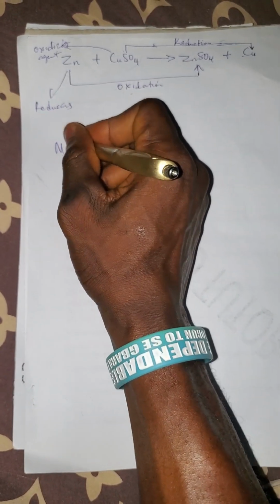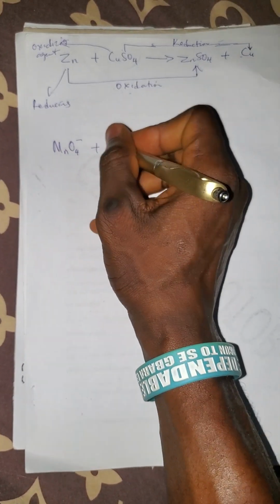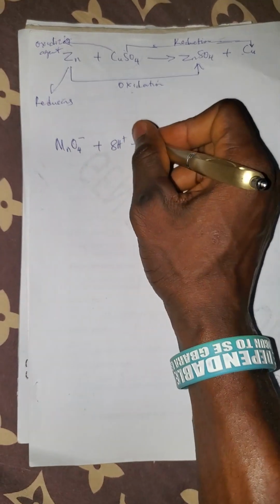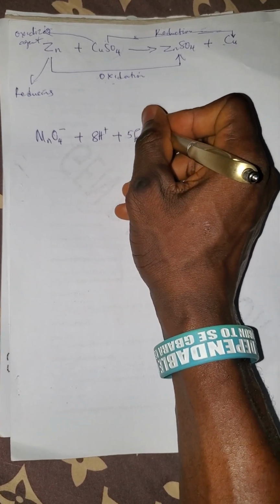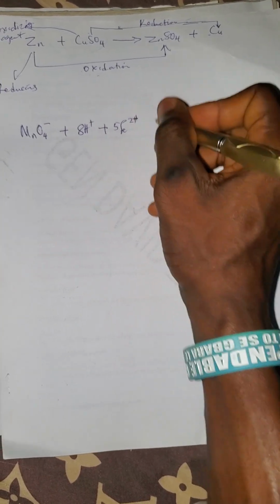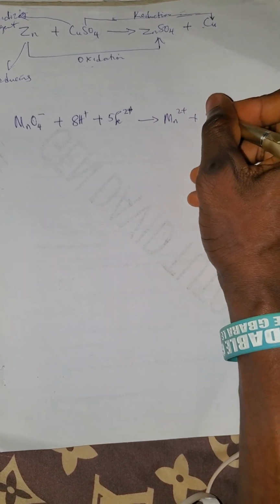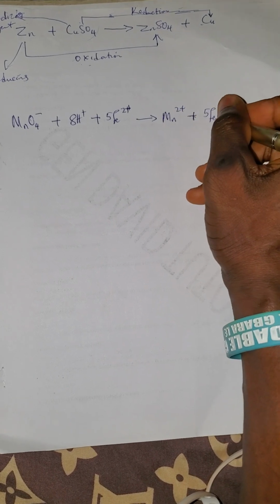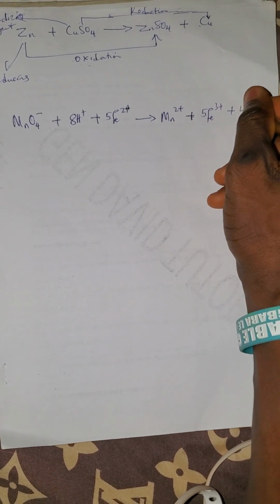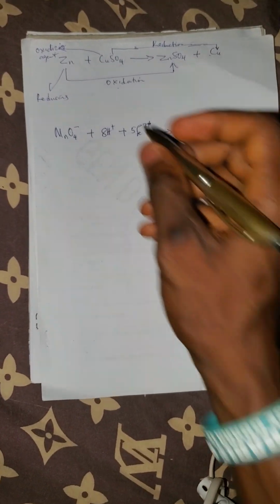Now, let's see more examples. If you have something like this: MnO4 minus plus 8H plus 5Fe2 plus to give you Mn2 plus, 5Fe3 plus, and 4H2O. Now check this.